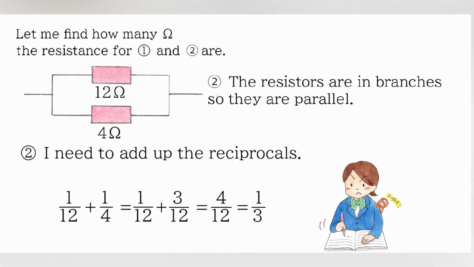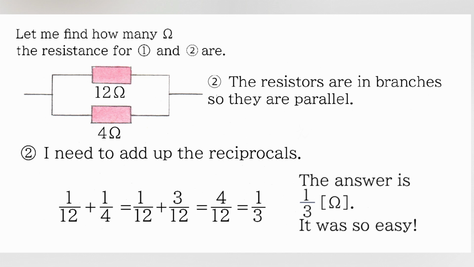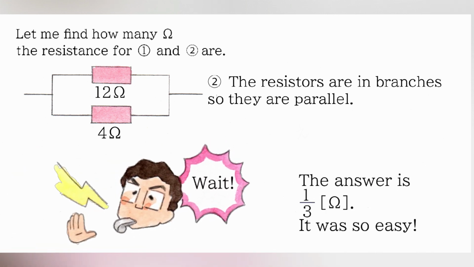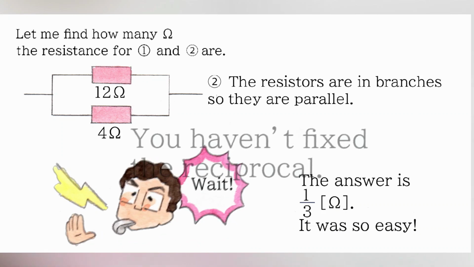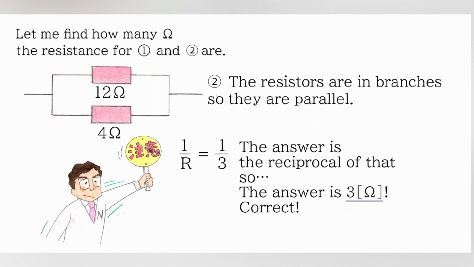For number 2, I need to add up the reciprocals. 1 over 12 plus 1 over 4 equals 1 over 12 plus 3 over 12 equals 4 over 12 equals 1 over 3. The answer is 1 over 3 ohms. It was so easy. Wait! You haven't fixed the reciprocal. 1 over R equals 1 over 3. The answer is the reciprocal of that, so the answer is 3 ohms. Correct!